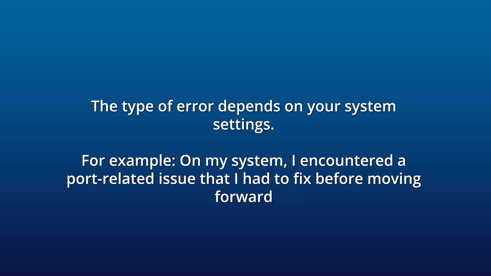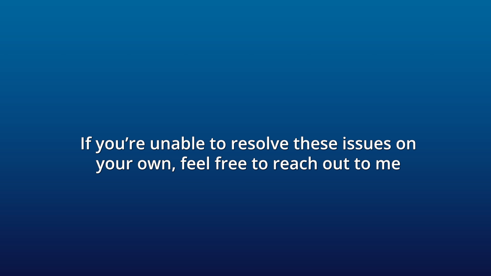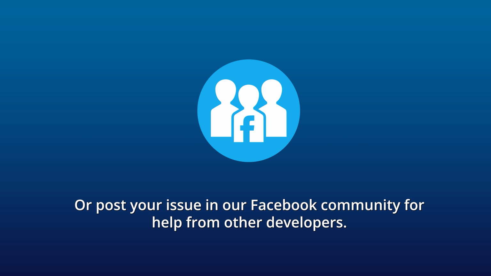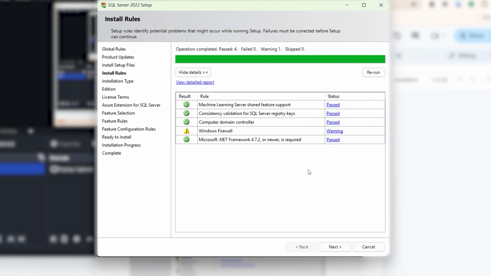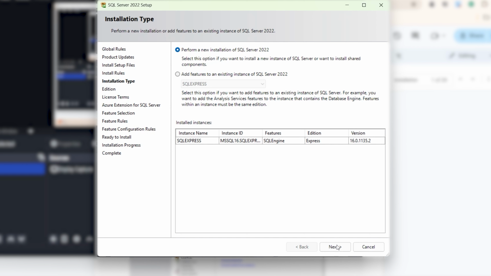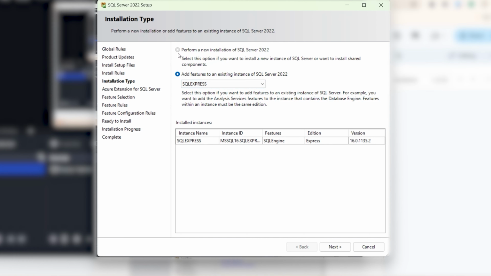The type of error depends on your system settings. For example, on my system, I encountered a port-related issue that I had to fix before moving forward. If you're unable to resolve these issues on your own, feel free to reach out to me or post your issue in our Facebook community for help from other developers. Only after fixing all errors, click Next to continue. In the next step, a dialog box will appear asking for the installation type. Since you're performing a new installation, select the first option, Perform a new installation of SQL Server. Then click Next to proceed.